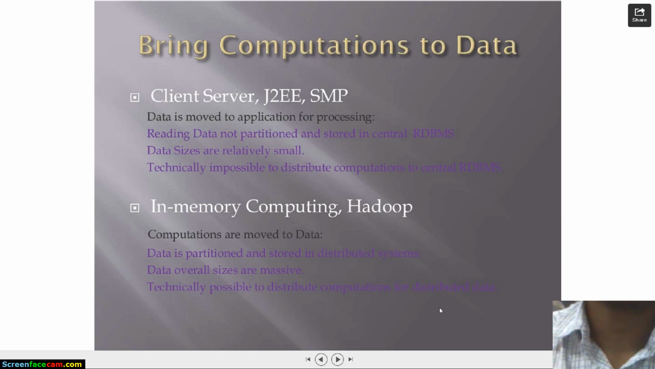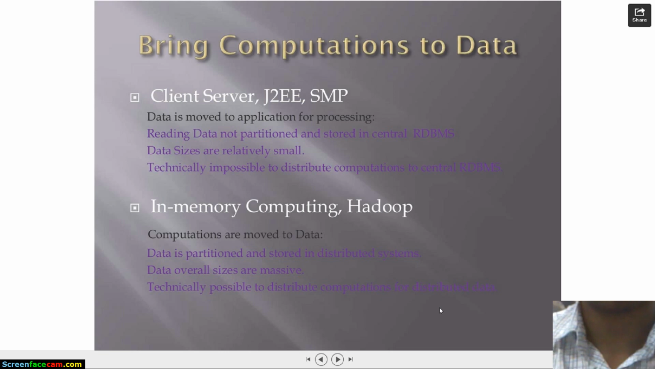Moving on, in-memory computing and Hadoop. These go hand in hand, even today. In-memory computing accelerates Hadoop tasks. As we know, Hadoop and MapReduce are a combination wherein we distribute tasks to the nodes around. In the same way, in-memory computing adds to the faster distribution of tasks and retrieval of data at those particular nodes. Computations are moved to data, that is, to the individual nodes, and data is partitioned and stored in distributed systems.